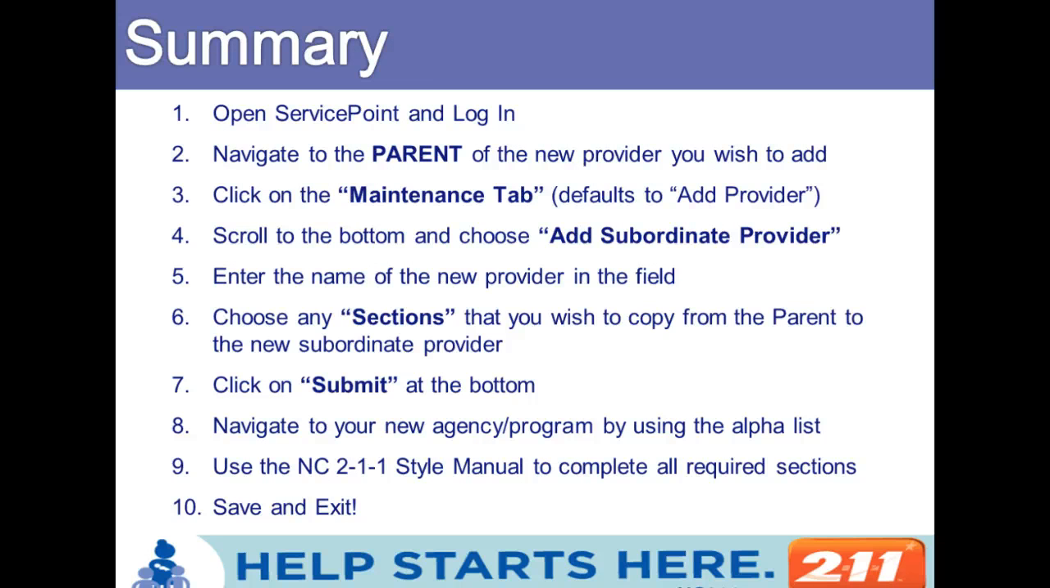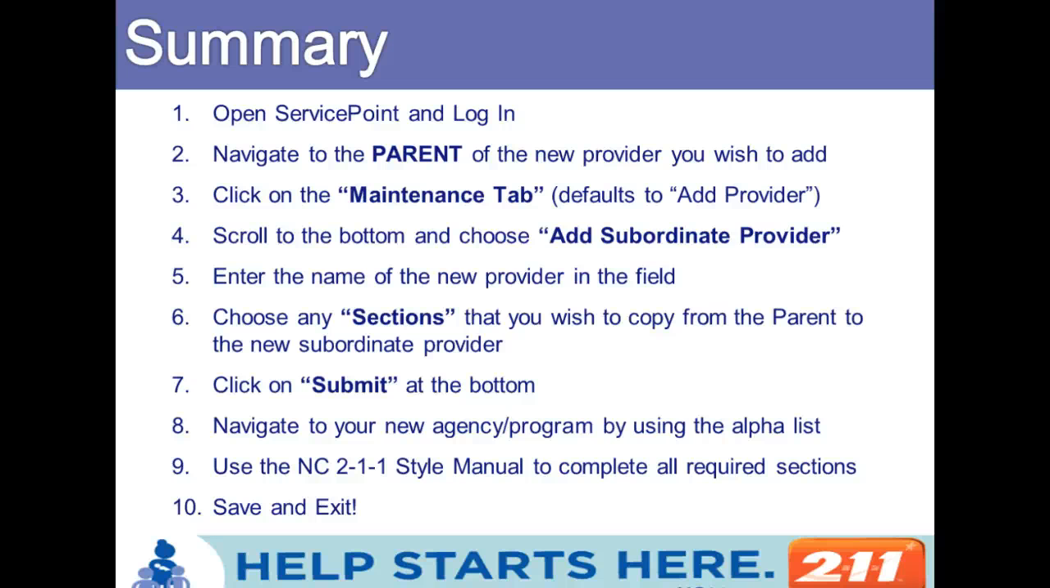Finally, let me summarize what we've done here. We've opened ServicePoint and logged in. Then you navigate to the parent of the new provider that you wish to add. Next, you'll click on the Maintenance tab, and that defaults to Add Provider. Scroll to the very bottom and then choose Add Subordinate Provider. Enter the name of the new provider in the field. Choose any sections that you wish to copy from the parent to the new subordinate provider. Click on Submit at the bottom of the page.